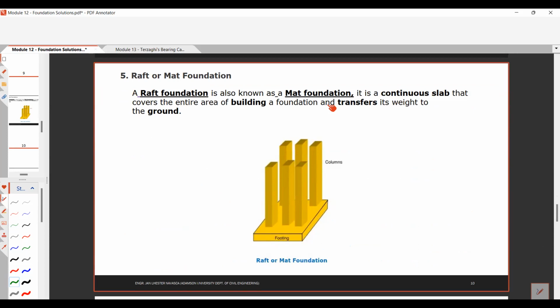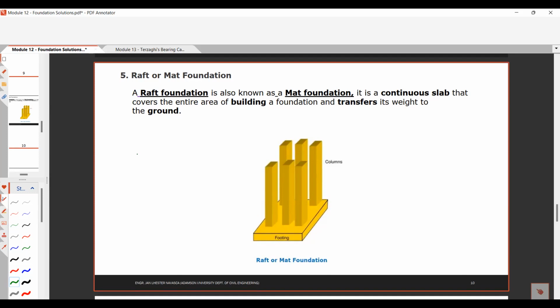Okay. So what is the difference of raft foundation or mat foundation dun sa combined footing? Okay? So basically, a mat foundation is a combined footing. But a combined footing cannot be a mat foundation. Okay? So nagets niyo ba 'yan? A mat foundation is also an example of a combined footing. Okay, but a combined footing is not an example of a mat foundation. Okay, so why?